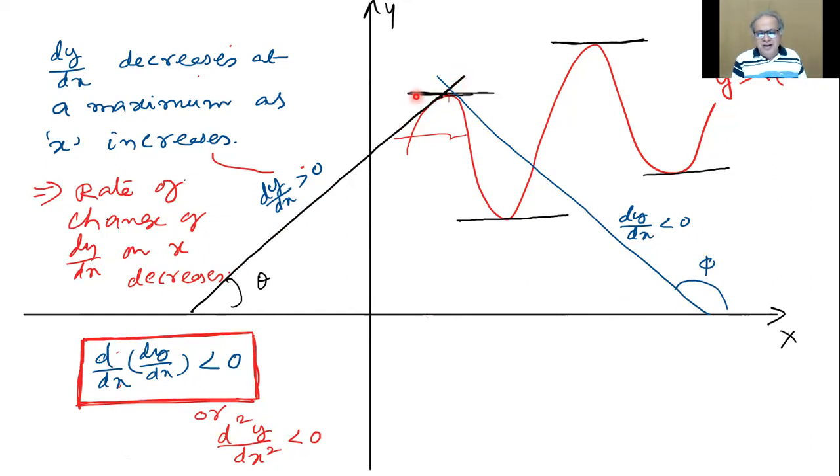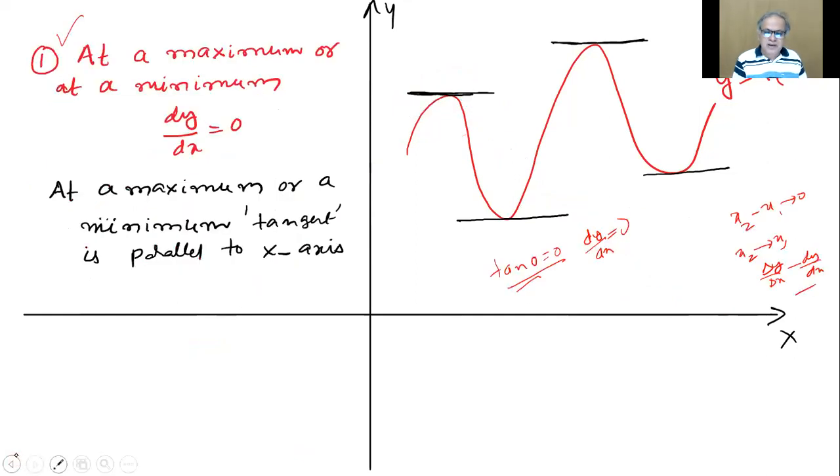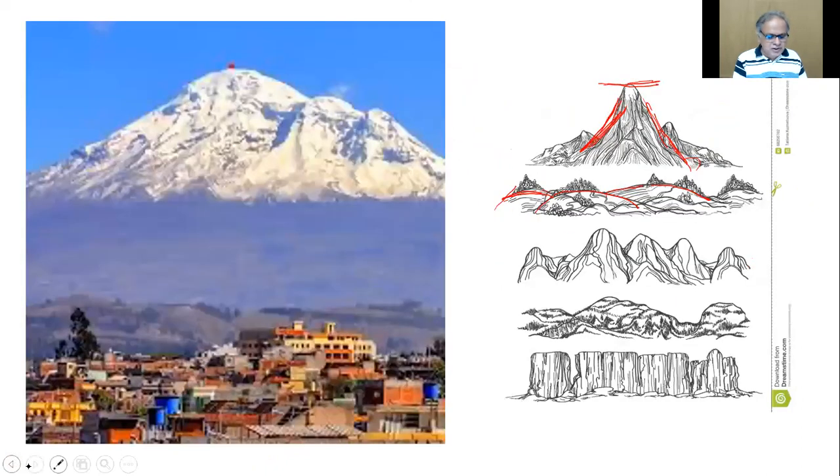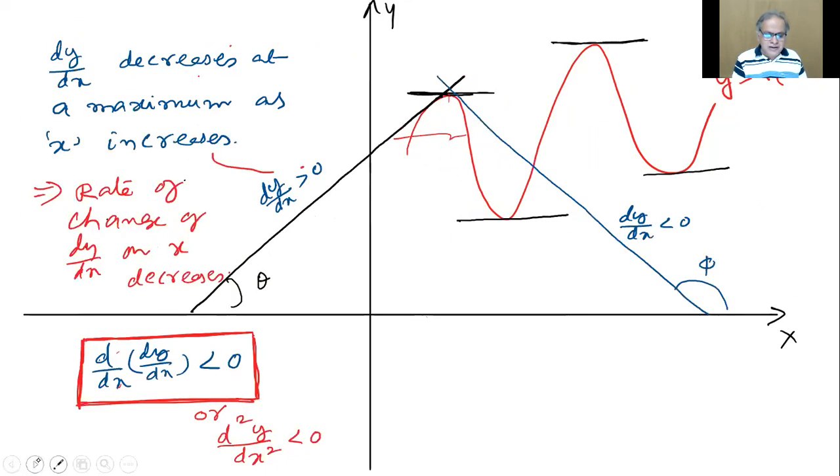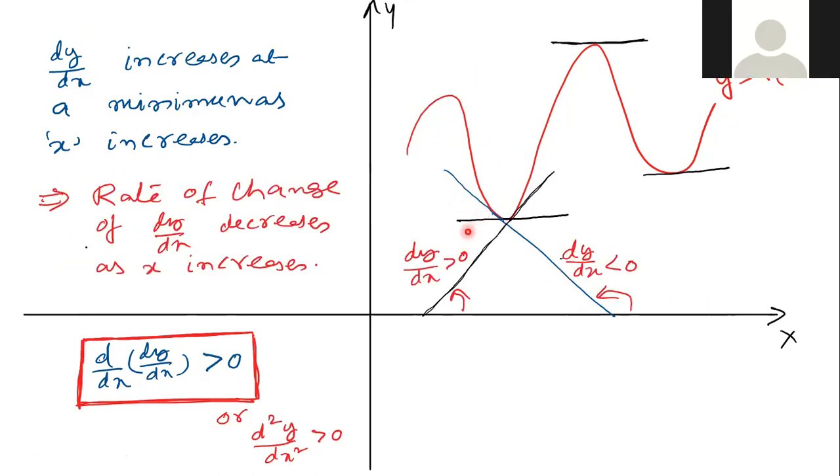At the maximum, once again, slope is 0. But before the maximum, slope is positive. After the maximum, slope is negative. So here it's going from positive to 0 to negative, right? And previously, sorry, later, it is positive to 0 to negative, sir. Negative, just before this. Negative to 0 to positive. Yes, sir. Got it.